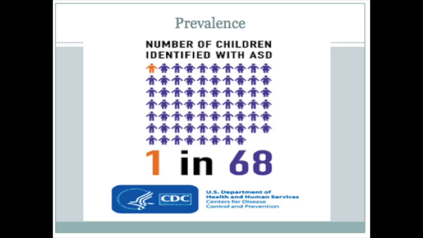The Centers for Disease Control and Prevention has stated that autism is the fastest growing developmental disability in the US, affecting 1 in every 68 children. Boys are more likely to be affected, with prevalence rates of 1 in 42 compared to girls, who are affected 1 in every 189. So boys are actually 5 times more likely to develop autism than girls are.